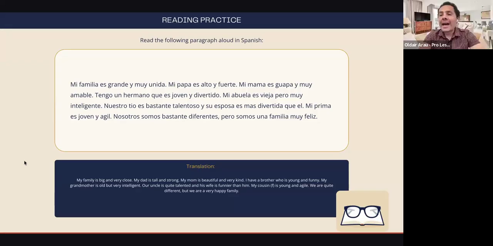Mi prima es joven y ágil. My cousin is young and agile.